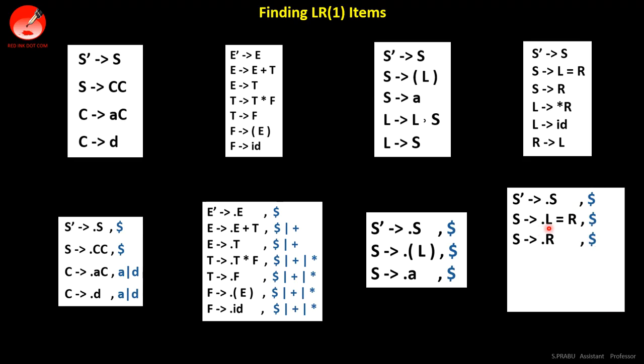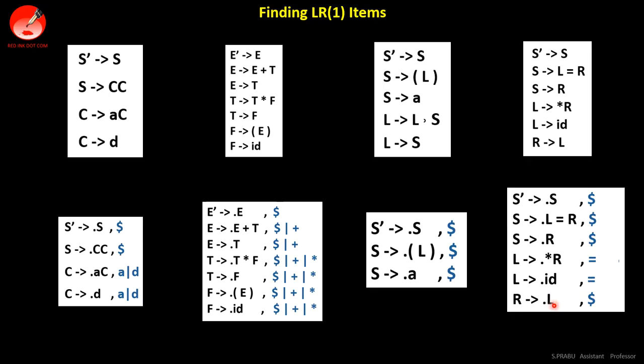Here after the dot capital L is there, so I write these two productions here with the dot operator. These two productions can be formed from this capital L. The following element is the equal to symbol, so I add the equal to symbol in these two productions as lookahead. And in these two productions, after the dot there is no non-terminal, but in this case after the dot capital R is there, so I write the last production here with the dot symbol. This production can be formed from this capital R. There are no following elements, so I add the dollar symbol here.